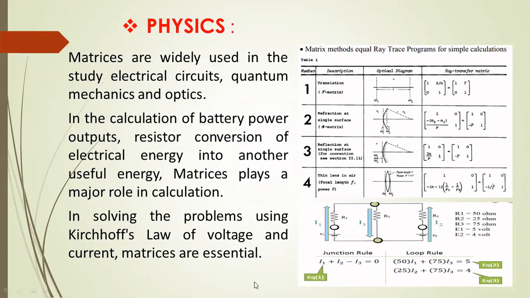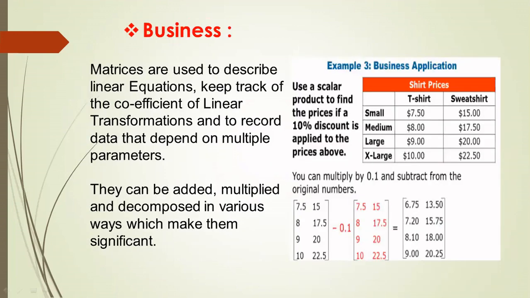In business, matrices are used to describe linear equations, keep track of coefficients of linear transformations, and record data that depend on multiple parameters. These parameters can be added, multiplied, and decomposed in various ways, which makes them significant. You can see here that after applying a 10% discount, you have to find the prices. You can multiply this matrix data by 0.1 and subtract it from the original numbers. You get the product to find these prices with the 10% discount.